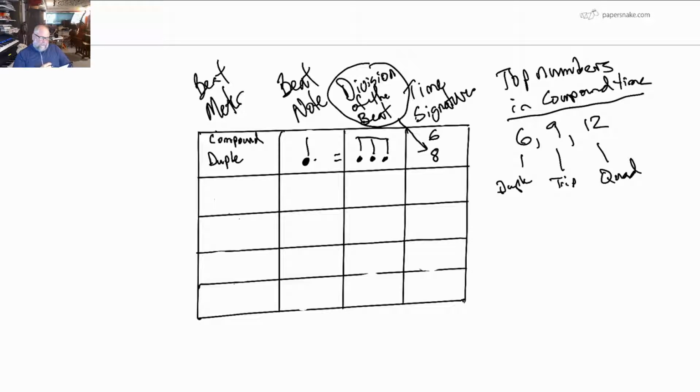All right. Duple in compound time gives us 6 for a top number. 8 comes from the division of the beat, 6-8 time. If you need to go back and watch the first 2 minutes of this video again, do it. Or hang out, because we're going to do some more.